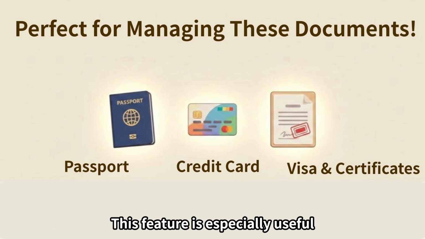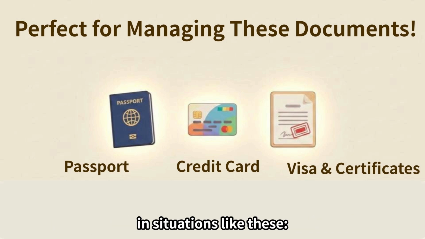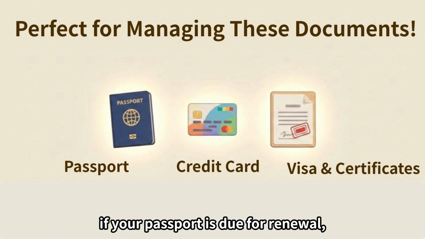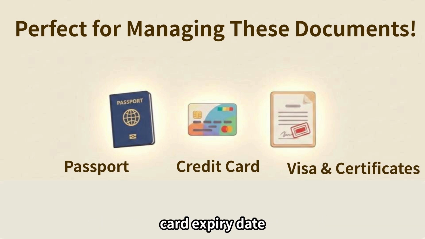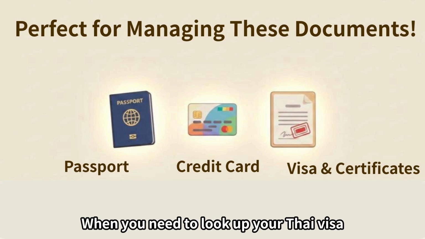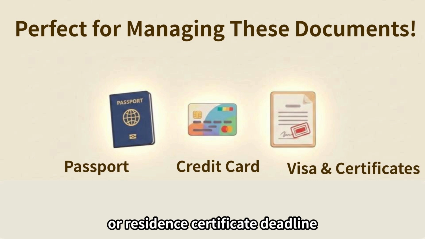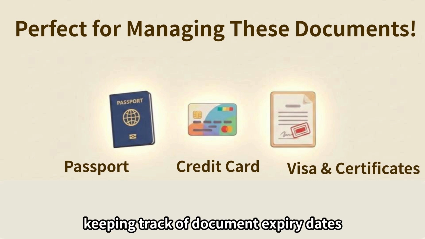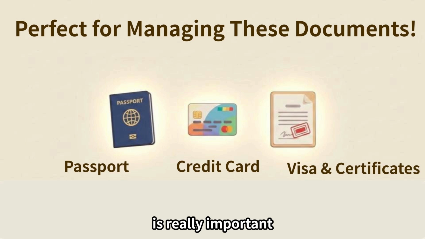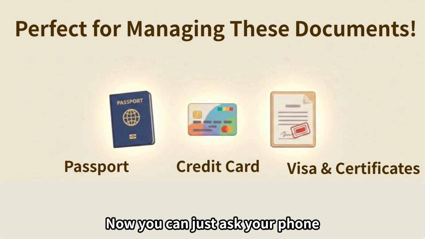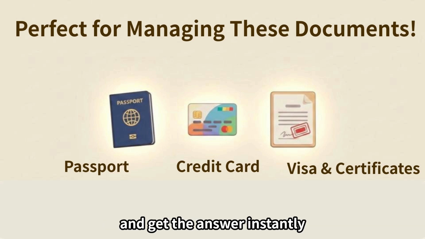This feature is especially useful in situations like these. When you need to check if your passport is due for renewal, when you want to confirm your credit card expiry date, when you need to look up your Thai visa or residence certificate deadline. For those of us living abroad, keeping track of document expiry dates is really important. Now, you can just ask your phone and get the answer instantly.